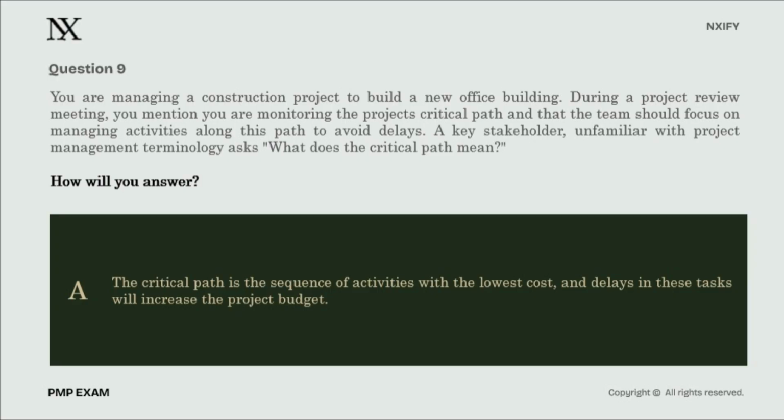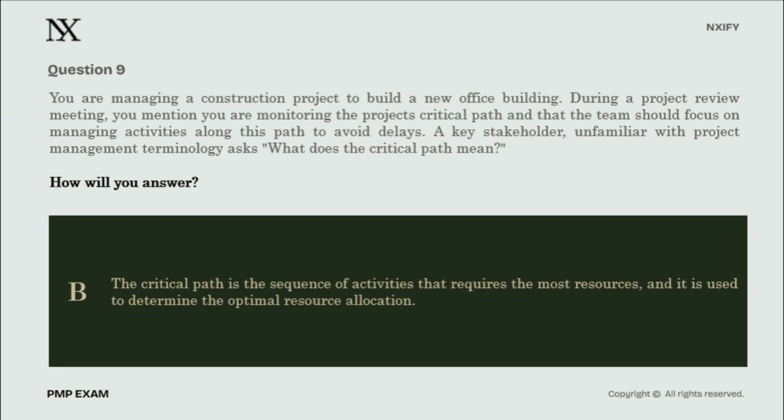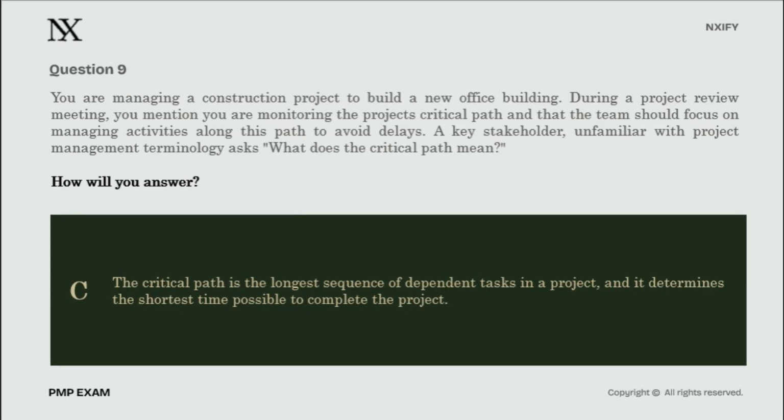Option A is out. How about option B? The critical path is the sequence of activities that requires the most resources, and it is used to determine the optimal resource allocation. Now, while a critical path undeniably might use a massive amount of physical resources, that's absolutely not the actual structural definition of why the path is famously critical. Don't let the heaviness of resources distract you from the length of time. You manage resources through leveling, but you define the path through logic and duration. Option B is eliminated.